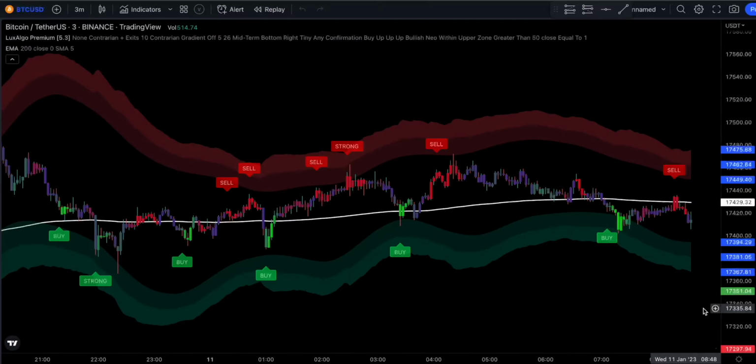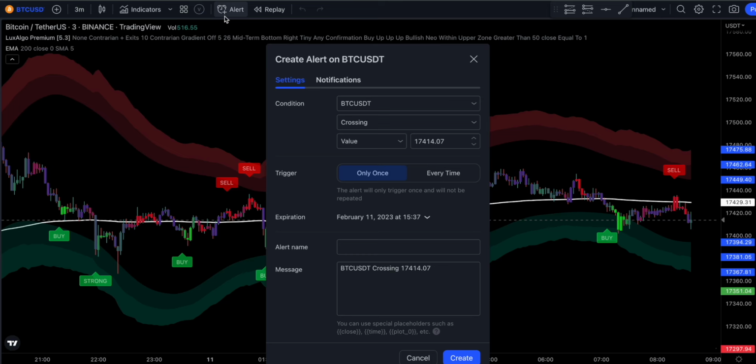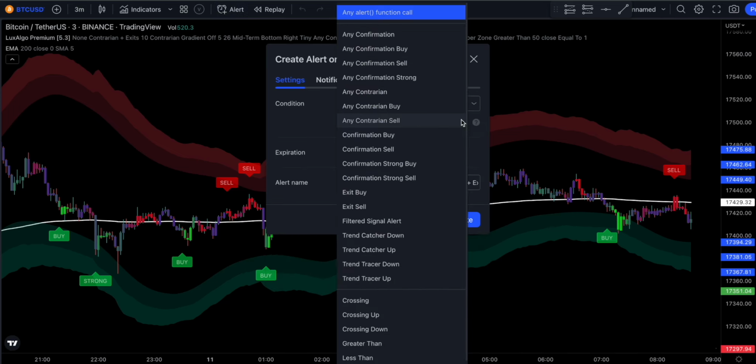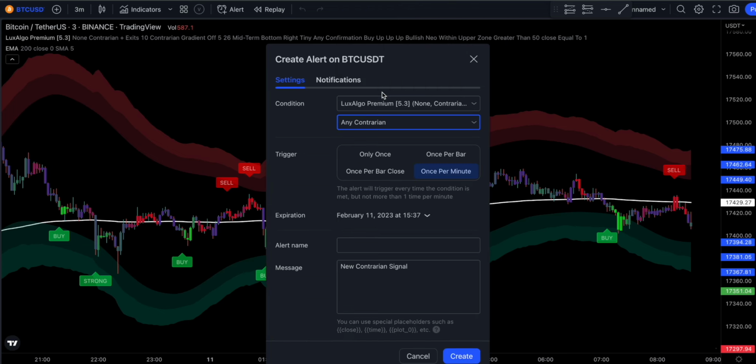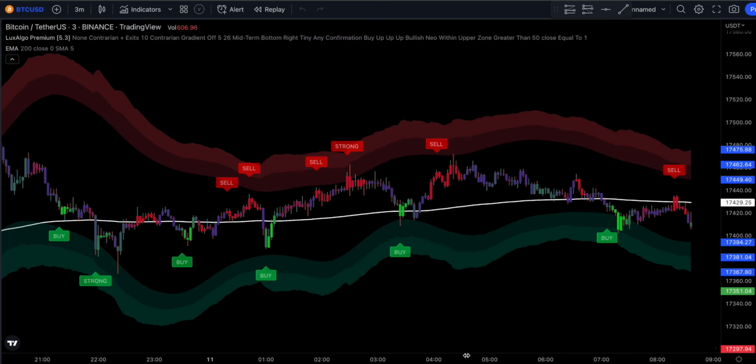As a bonus, let us show you how to create alerts for this strategy. First, click on Alerts button and enable the Lux Algo indicator. Then select Alerts for any contrarian signals. Set the alert once per bar close. You will get notified every time the indicator prints buy, sell or strong sell signals. Before placing an order, check if the rest of the conditions are met.